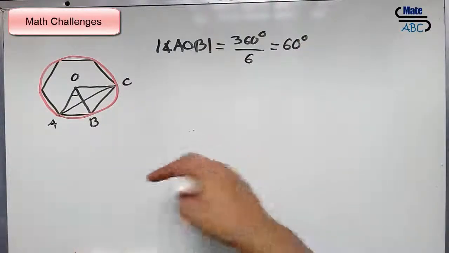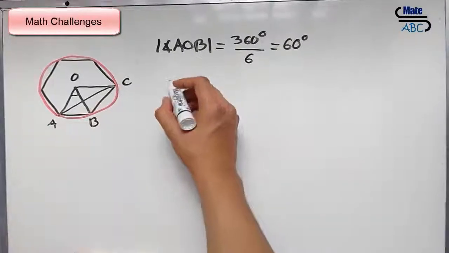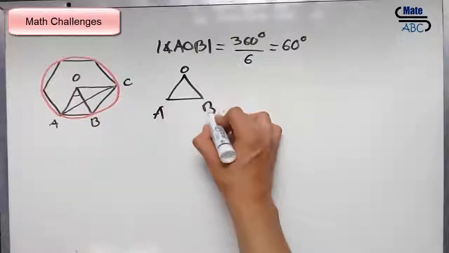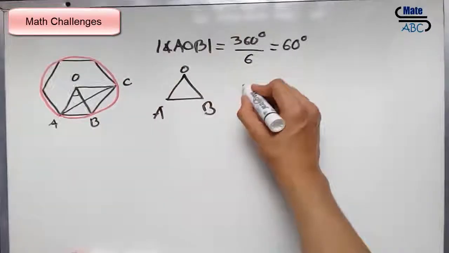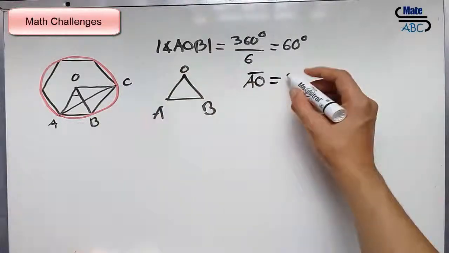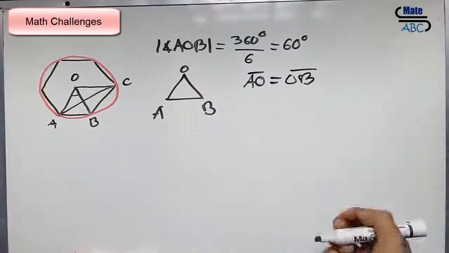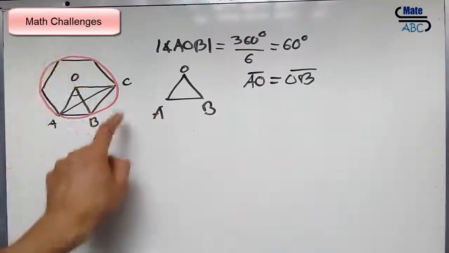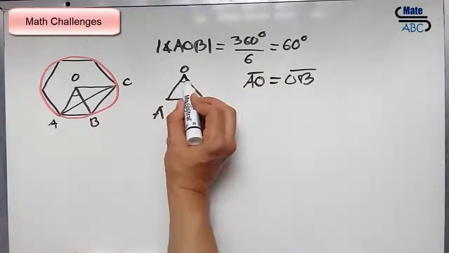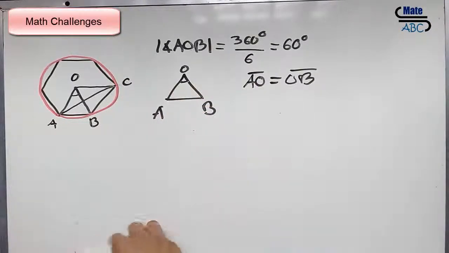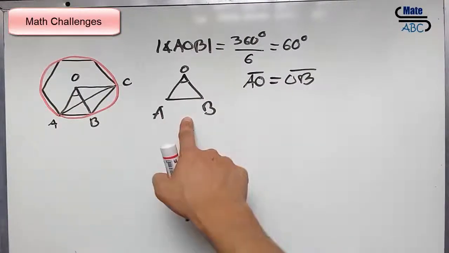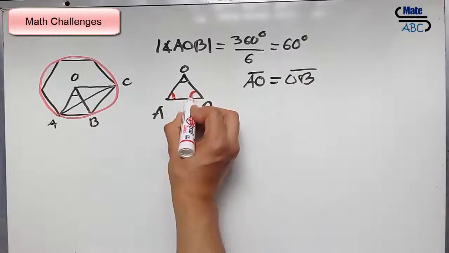Another situation that we have to consider in this problem is that in this triangle AOB, we have that the side AO equals the side OB because they are radius of the circle. So we have this angle equals 60 degrees, but we have that if this is also a triangle, this angle equals this.